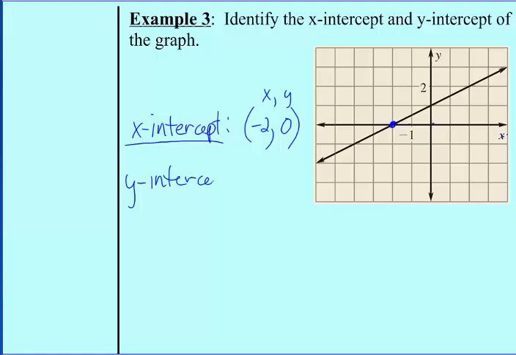Then the y-intercept, okay, is on the y-axis, so it's that point right there. And when you identify your x value, you don't go anywhere, so the x value is 0. Then you go up 1, so the y value is 1. So your y-intercept is 0, 1. It is very important that you get those numbers in the correct order. 0, 1 is not the same thing as 1, 0. So you got to make sure you get your x and y variables in the correct order.